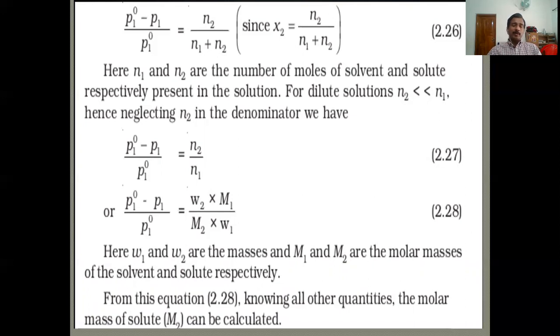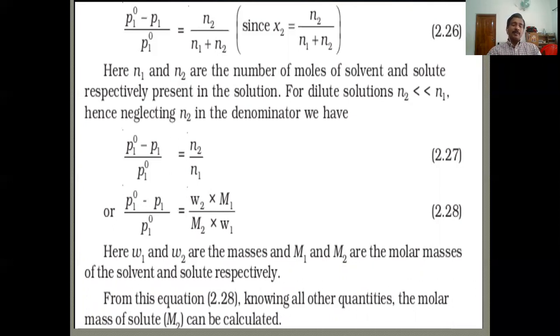(P1° minus P1) by P1° is equal to X2. What is X2? N2 by N1 plus N2. N1 is the number of moles of solvent, N2 the number of moles of solute. So N2 divided by N1 plus N2. What is N2? W2 by M2. N1 is W1 by M1. But we know colligative properties are the properties of very dilute solutions. So the number of moles of solute will always be negligible compared to the number of moles of solvent. So N1 plus N2 is approximately equal to N1.